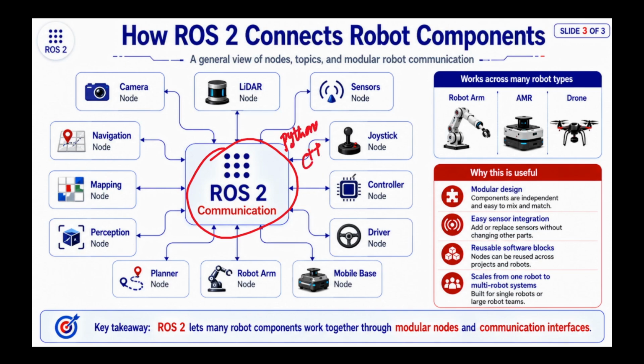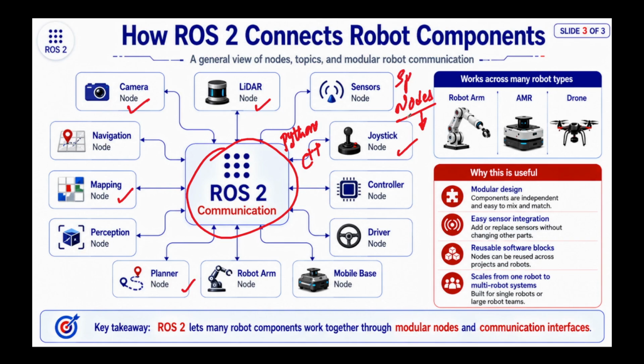One component may read the camera, another may read the LiDAR sensor, another may build a map, another may calculate a path, motion planning, another may control the motors. And another may receive commands from a joystick if you are controlling a robot. In ROS2, these responsibilities are often separated into modular components called nodes. We will study nodes properly later. For now, think of a node as a specialist inside the robot.